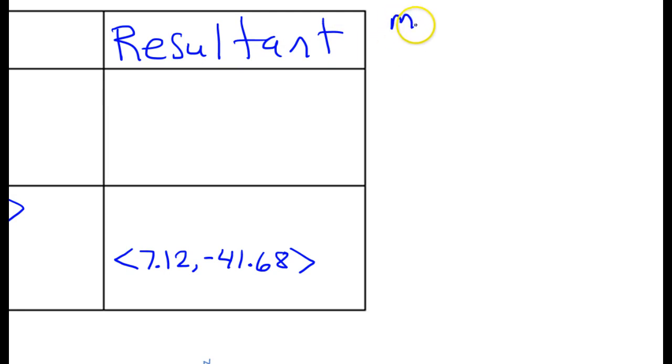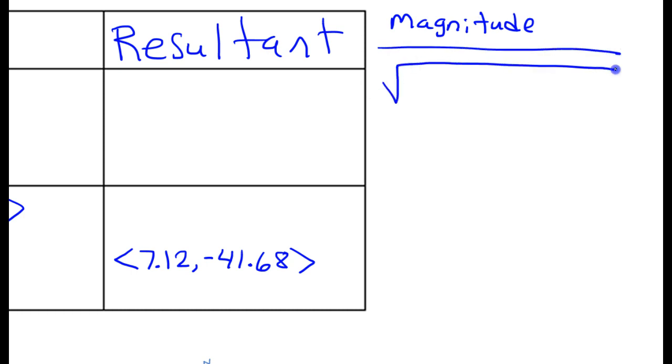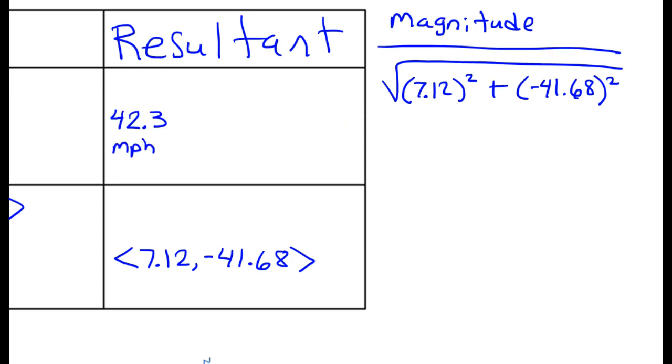If I want to find the magnitude, I will simply use the magnitude formula. Looking at the component form, I'm going to do 7.12 squared plus negative 41.68 squared, and I'll take the square root of all that, and that's going to be the magnitude. So I'm getting 42.3, and that is miles per hour. So that's the magnitude. So now we need the direction.